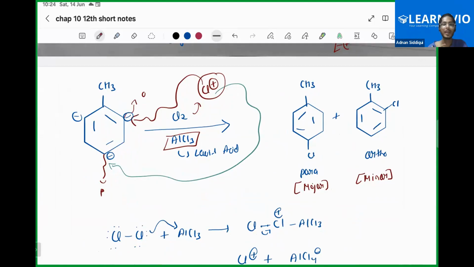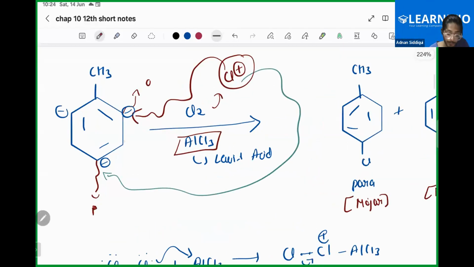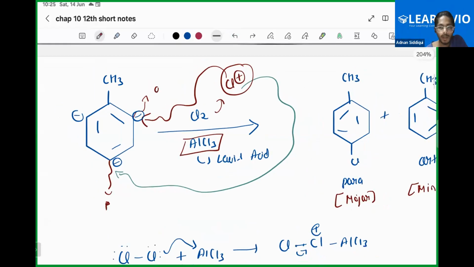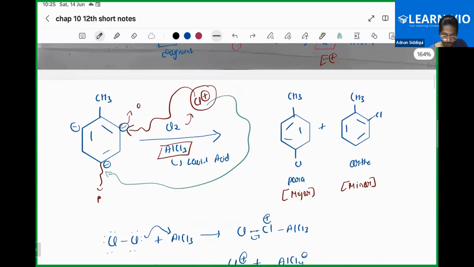So if I am an electrophile, if I am someone very poor, I will try to go someplace where there is a very large amount of money. If I have to choose between meta or ortho-para, I will definitely choose para or ortho, because it has more electron density. They can offer me more help, right?